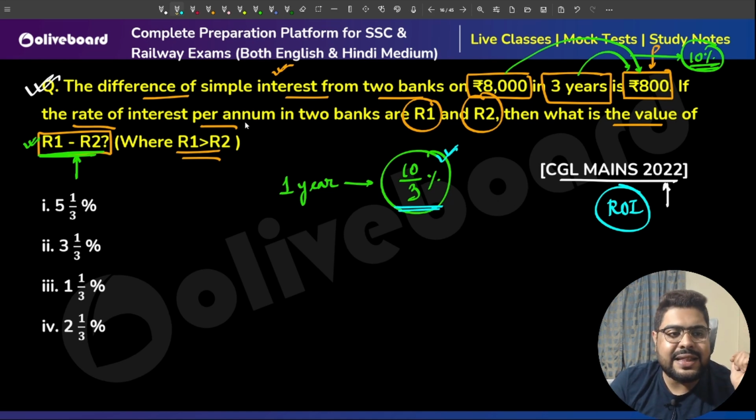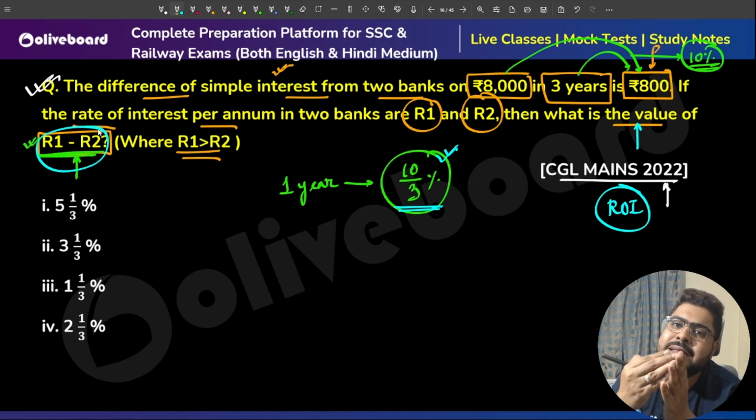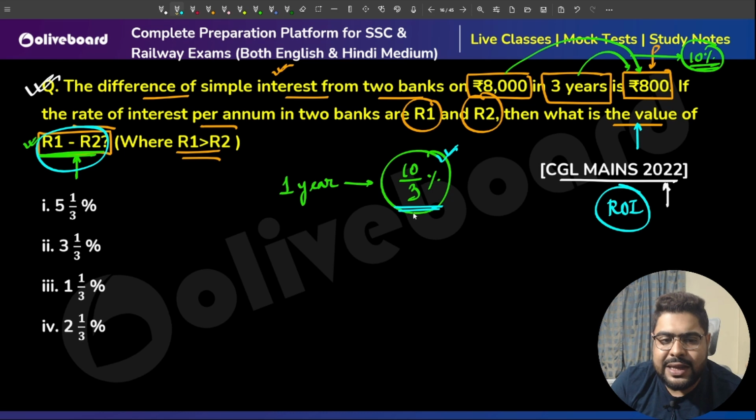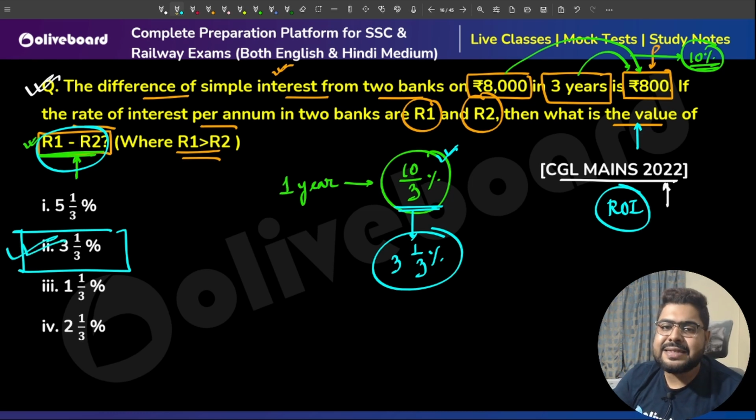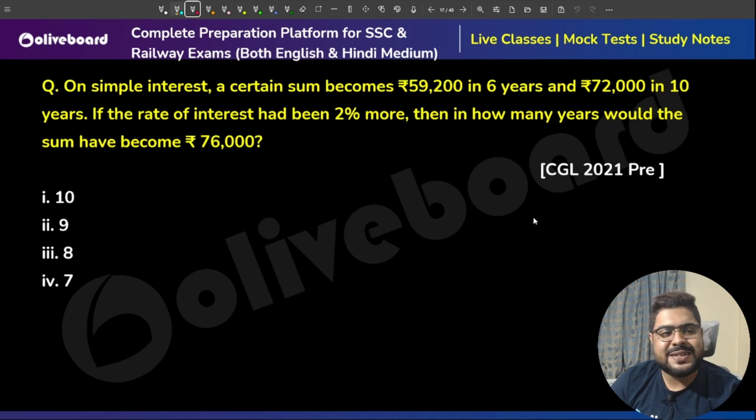So they are asking the value of R1 minus R2, meaning the difference between the rate of interest percentages. So ultimately we have this, and if we calculate, it is 3 whole 1 by 3%, sir. Option number 2. There can be nothing easier than this. Very, very, very simple questions. Right, sir? So next one, sir.